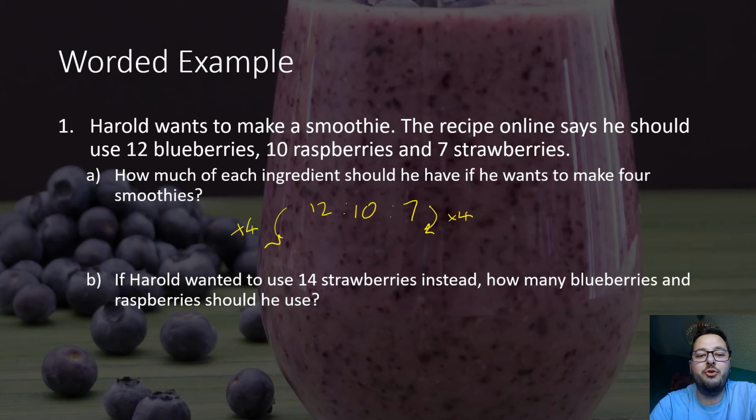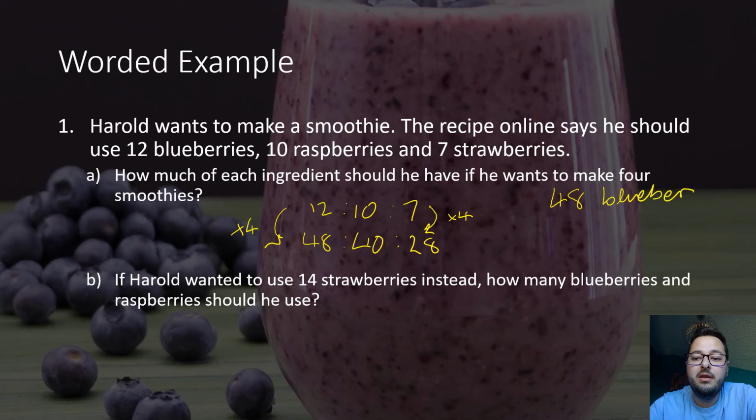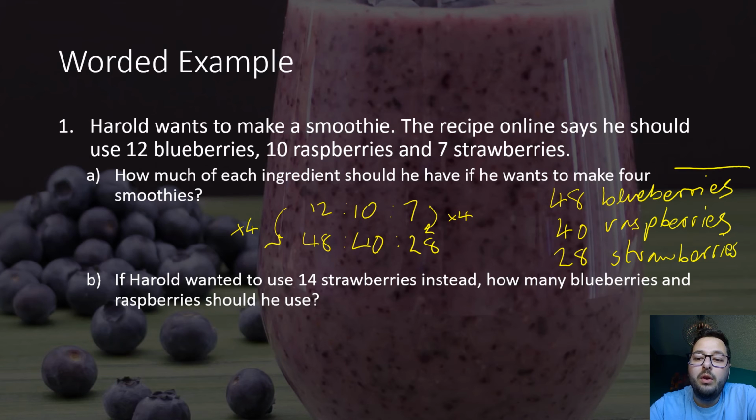You don't actually have to draw the ratio out for this, but this is just to show you. So 12 times 4 is 48, 10 times 4 is 40, and 7 times 4 is 28. Let's write these down in terms of the ingredients. So that was 48 blueberries, 40 raspberries, and 28 strawberries. Lovely. All right, part B.